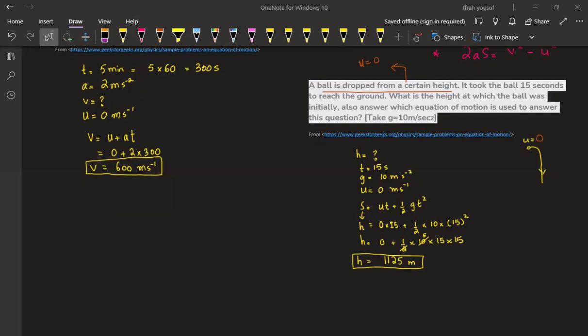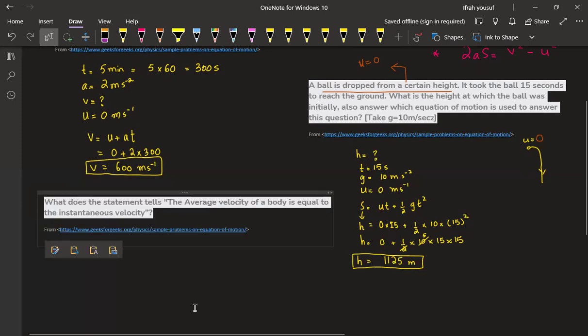So when I say the average velocity is almost equal to the instantaneous velocity, what do you understand from this statement? That means the average velocity was the same as the velocity over a short period of time. Okay, so by the word instantaneous, you take that there is a very short interval of time, right?